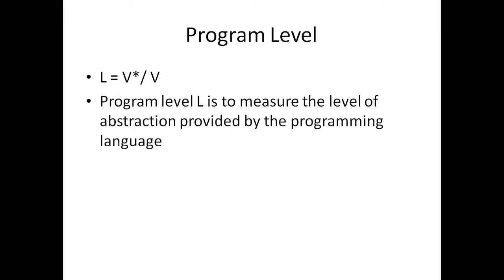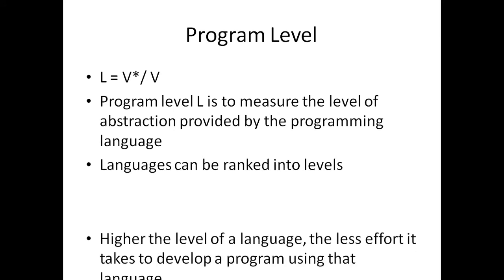From this, why do we calculate the potential volume? We have to calculate the programming level because we need to compensate for the programming style. So in order to do that, we have to calculate the program level L. The programming level L is given by L equals V star by V. Program level measures the level of abstraction provided by the programming language. So languages can be ranked into different levels based on this L calculation.